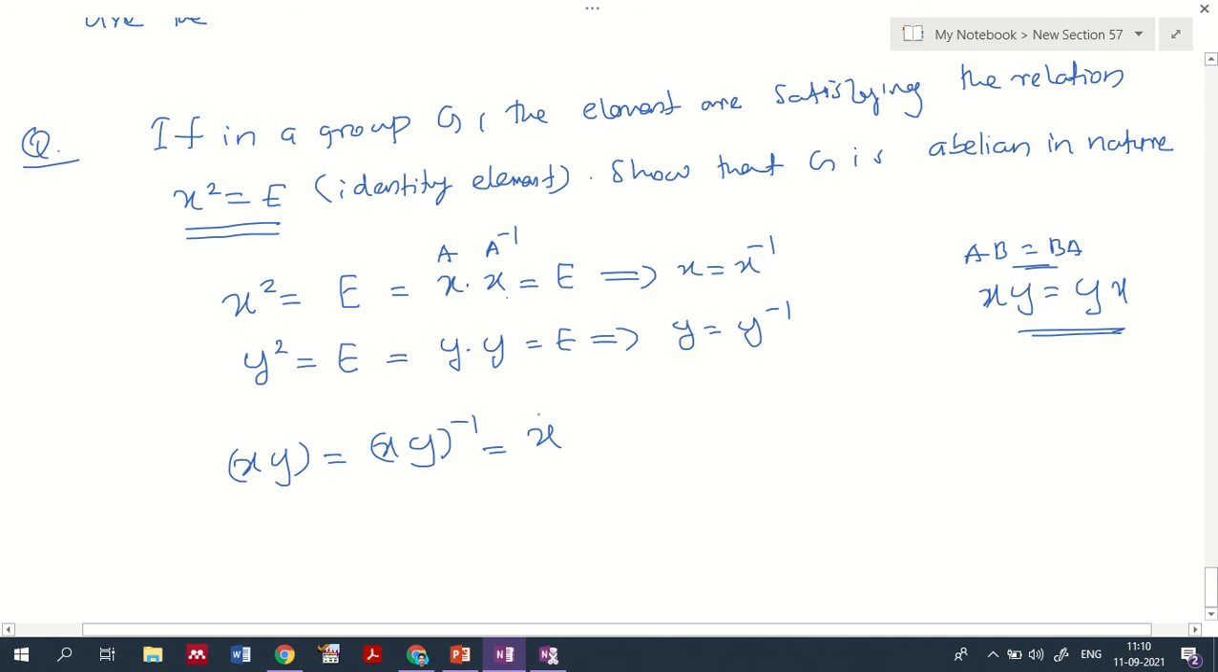You are going to get y inverse x inverse. We know that y inverse and x inverse are just y and x. So that is equal to yx. So the inverse of xy is equal to y inverse x inverse. Then xy inverse is equivalent to xy, and y inverse x inverse is equivalent to yx. So from that we can say that it is abelian in nature.